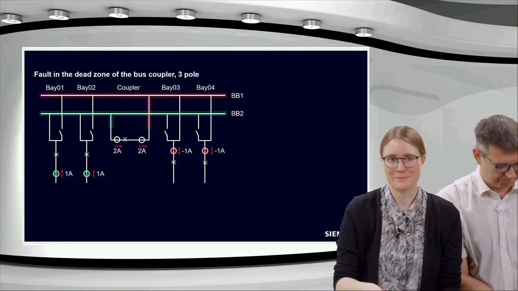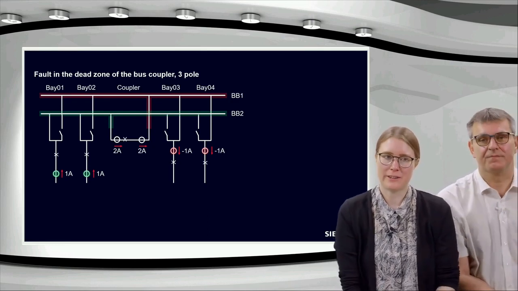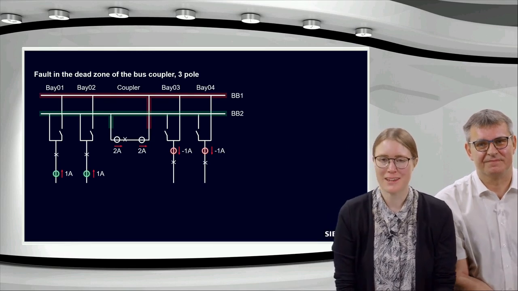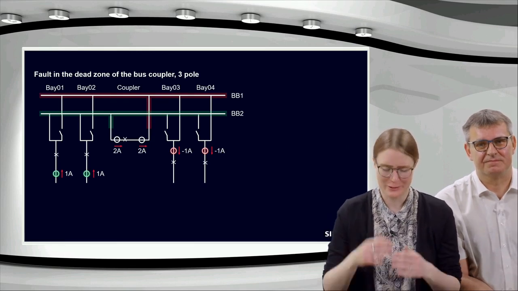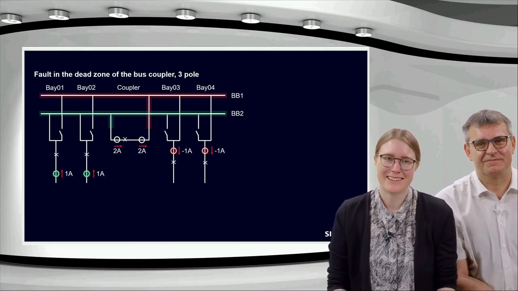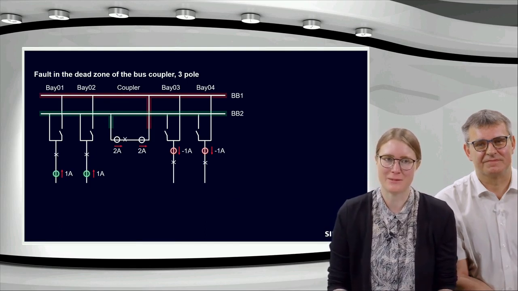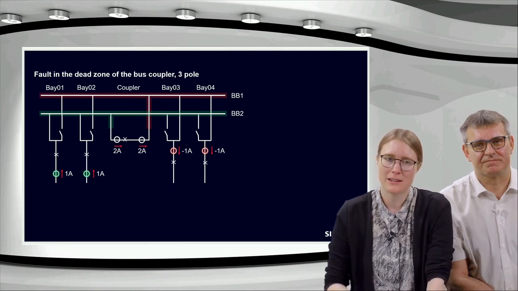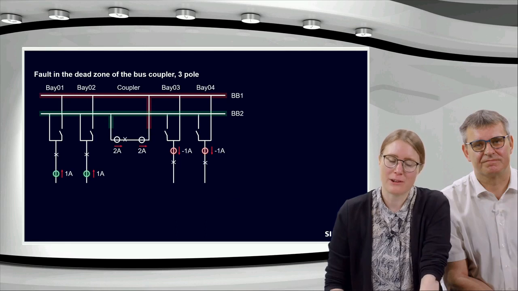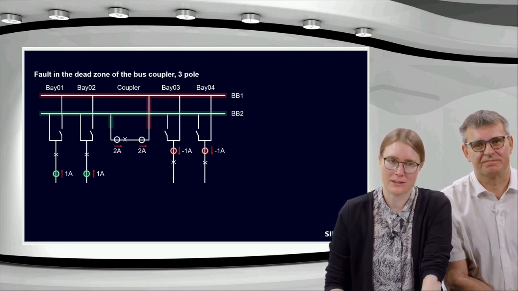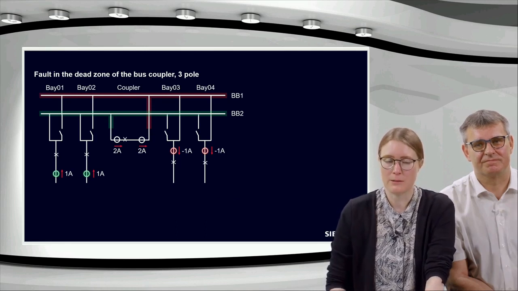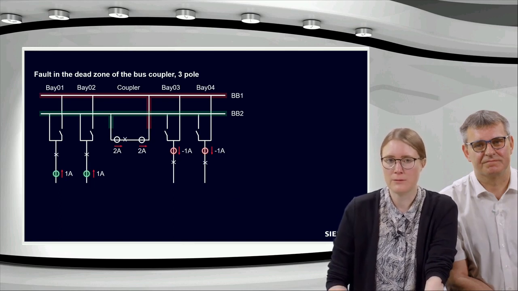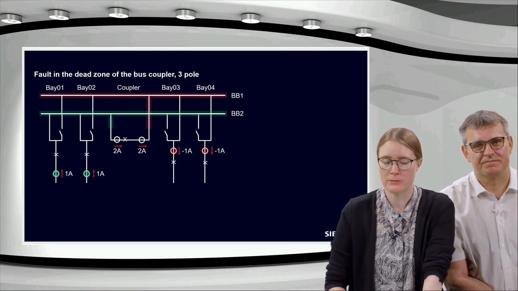So here I have 2 fault scenarios. To speed it up a little bit, I want to explain for both cases the theory at fault first, and then do the testing. So the first fault case would be a fault in the dead zone of the bus coupler in the 3-pole fault. So the pre-fault conditions would be that current is flowing towards the busbar 2 in bay 1 and bay 2, flowing through the coupler and flowing away from the busbar 1 in bay 3 and in bay 4.